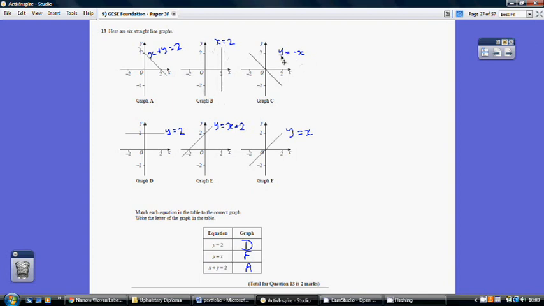This one is y equals minus x. This one is y equals 2. This one is y equals x plus 2. And this one is y equals x. So y equals 2 is graph D. y equals x is graph F. And x plus y equals 2 is graph A.